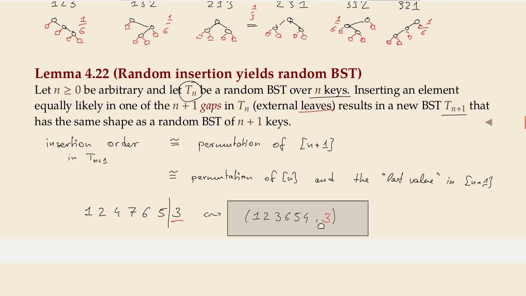You can go back and forth easily by just adding this to the end and then adding 1 to all the entries that were greater or equal to 3, and you get back to this one. And that's essentially what you do. In T_n, there's just these numbers. Now you pick a new key that you insert at the end of the insertion order, but in the tree you have to fit it between 2 and 3. So it's the third leaf, if you count from the left, where you will insert it.